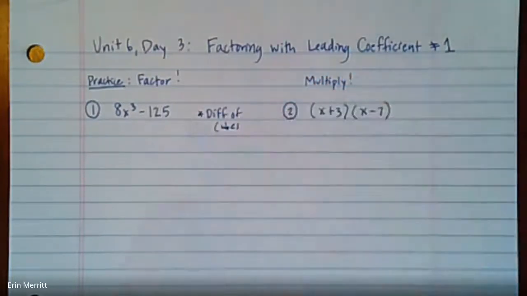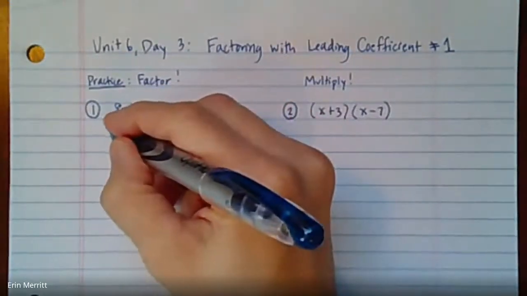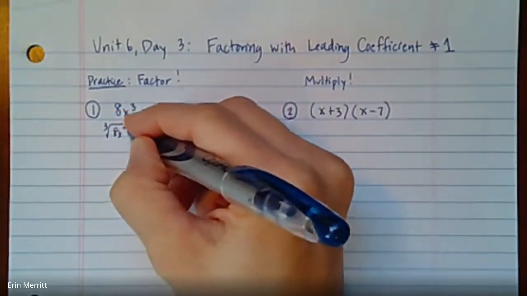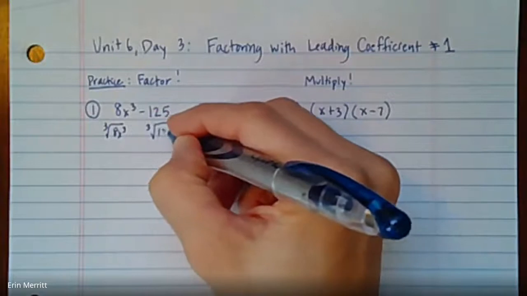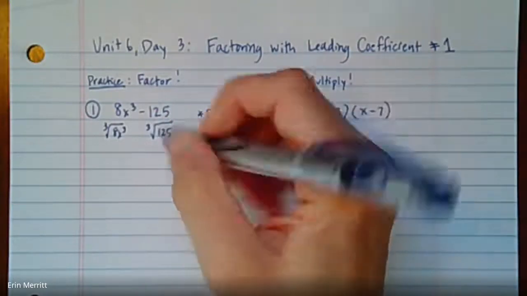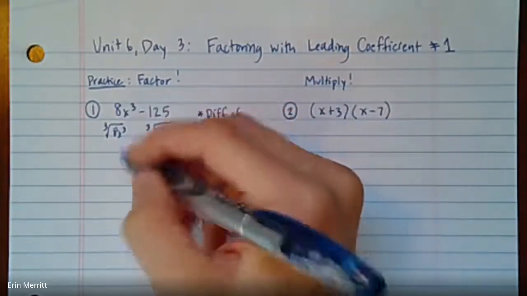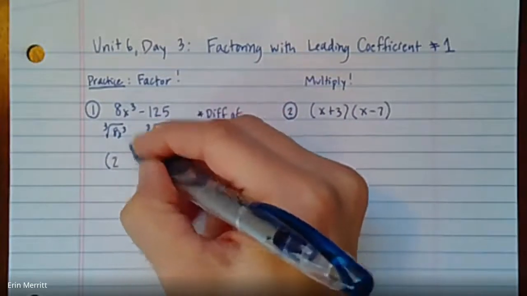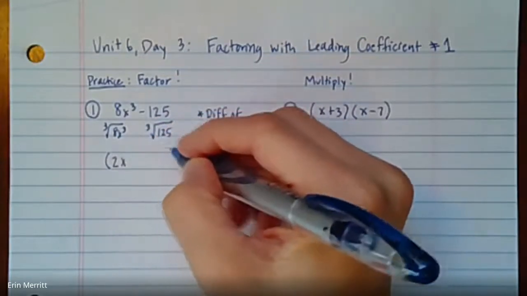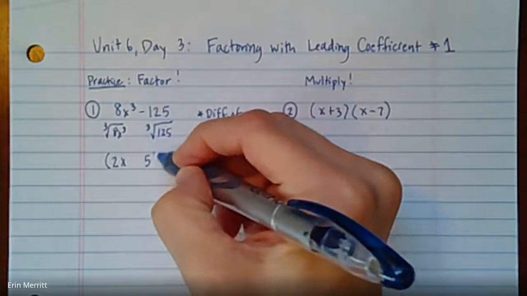So for difference of cubes, you have to take the cube root of each piece of it. So the cube root of 8x cubed and the cube root of 125. In this case, the cube root of 8 is going to be 2, and the cube root of x cubed would be x. The cube root of 125 is then 5.